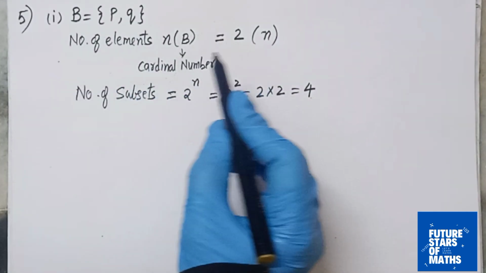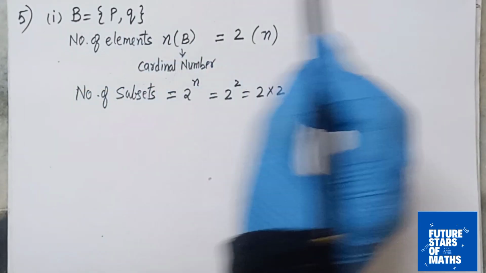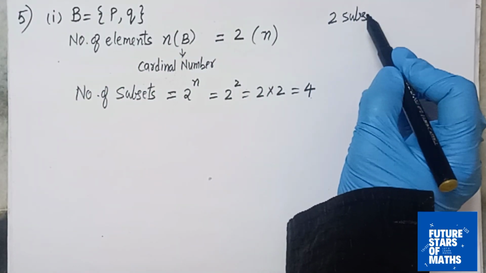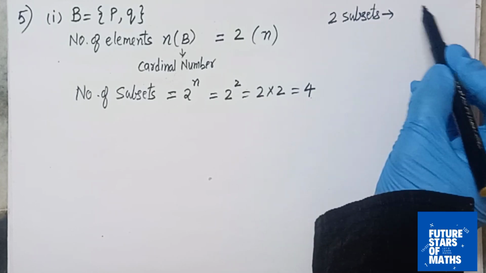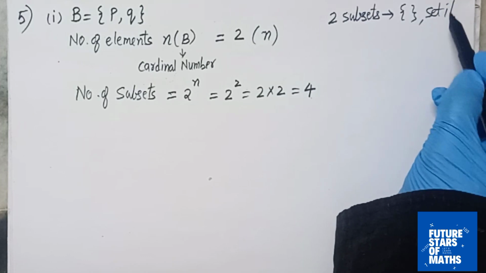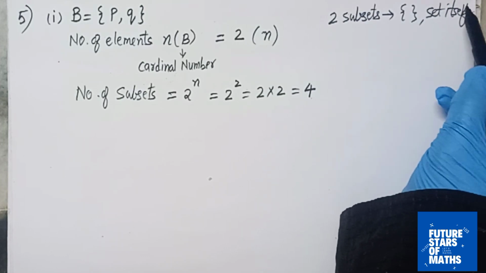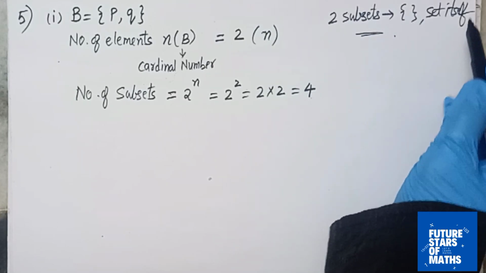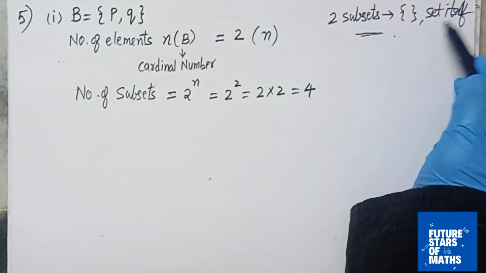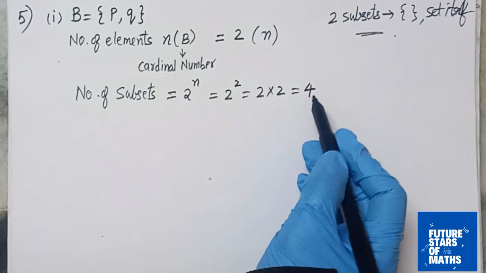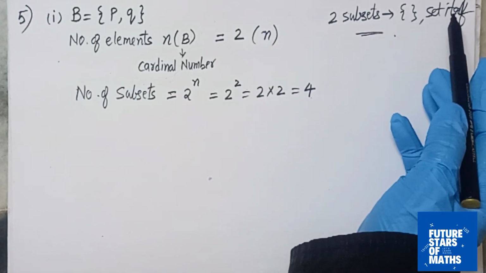You should remember that for any given set, 2 subsets are compulsory. What are those 2 sets? One is the null set and the other is the set itself. These 2 sets we will definitely get for every set. Now what do we have to do? We should get 4 subsets, and out of these 4, 2 are these.